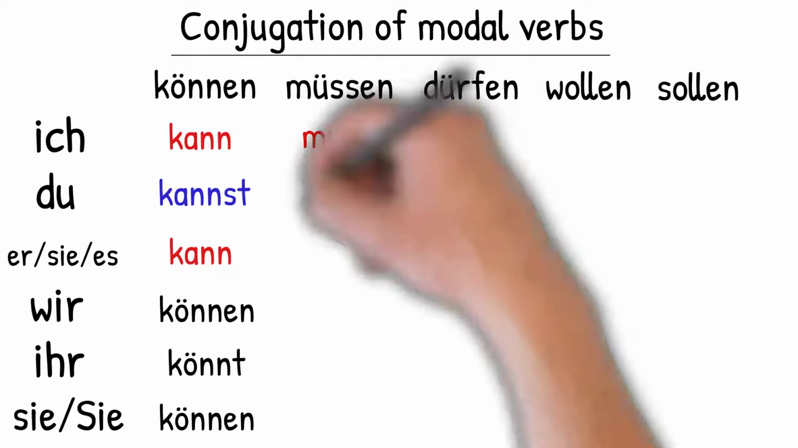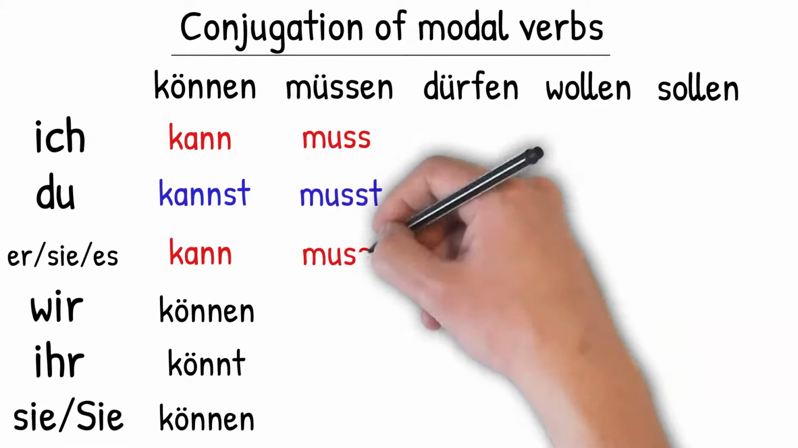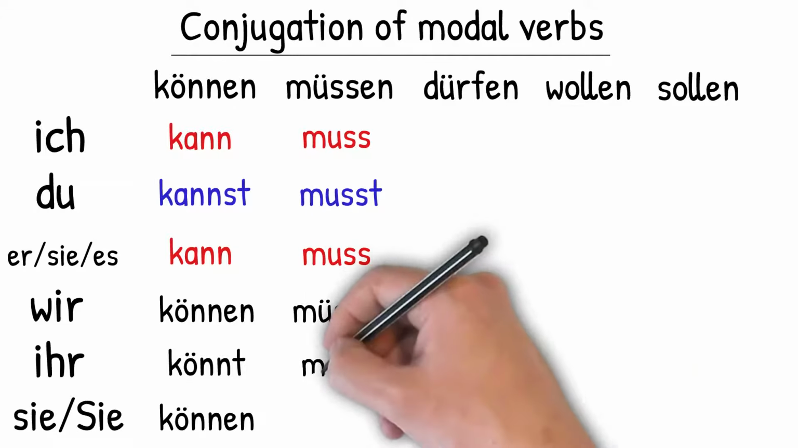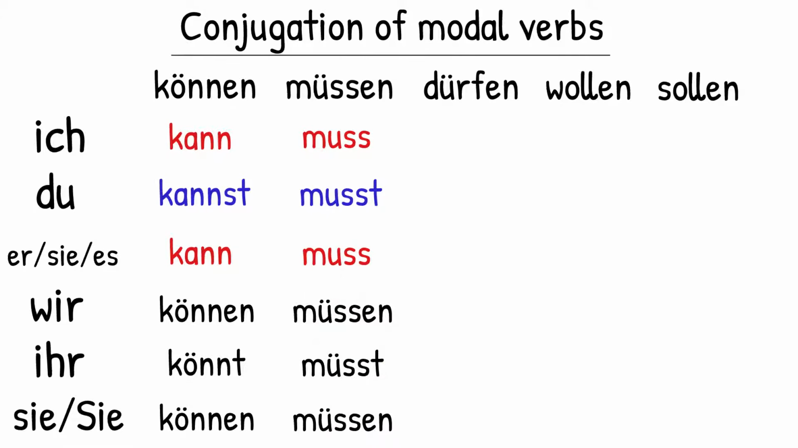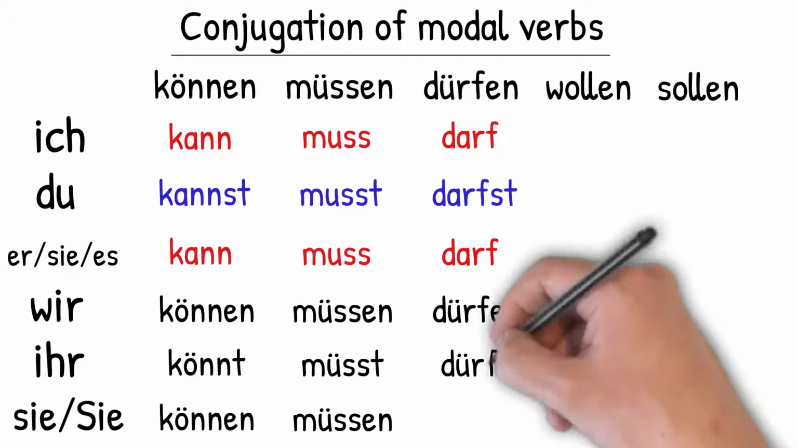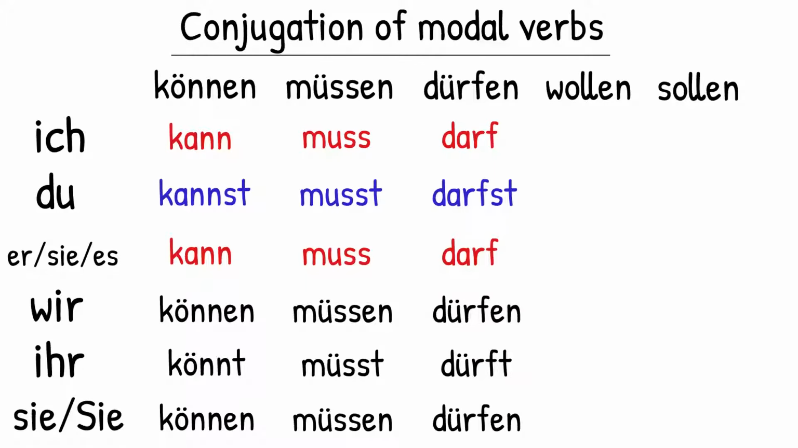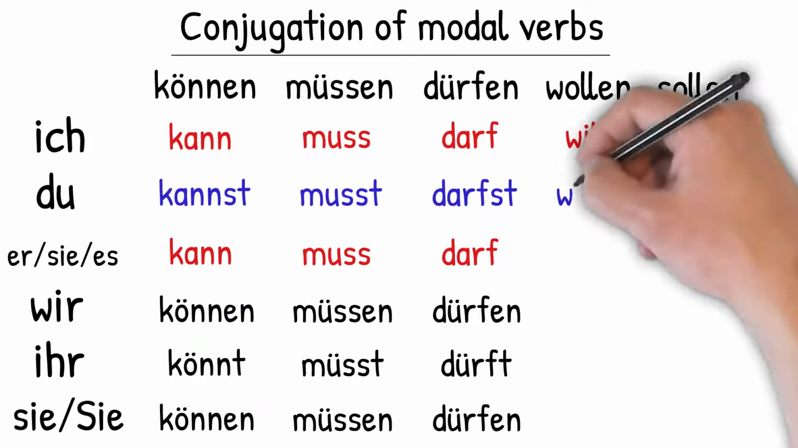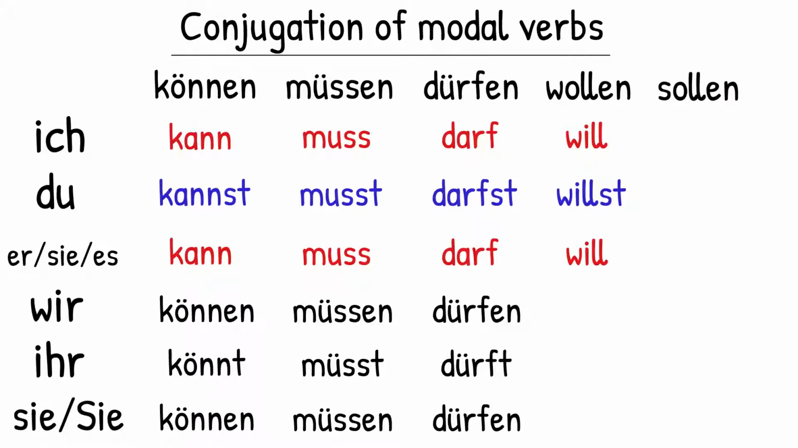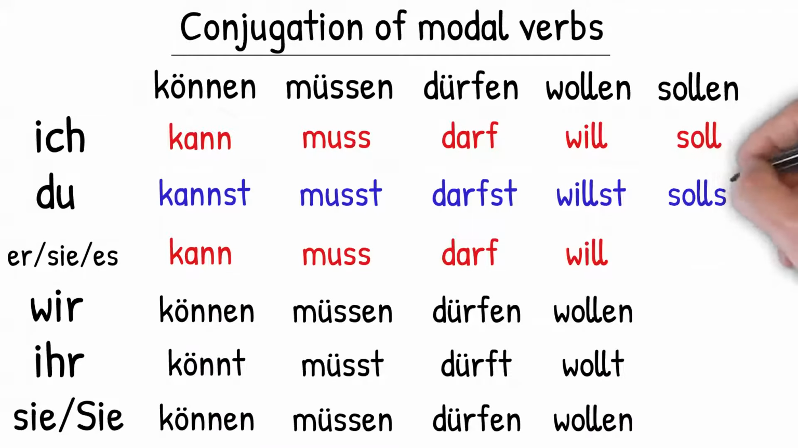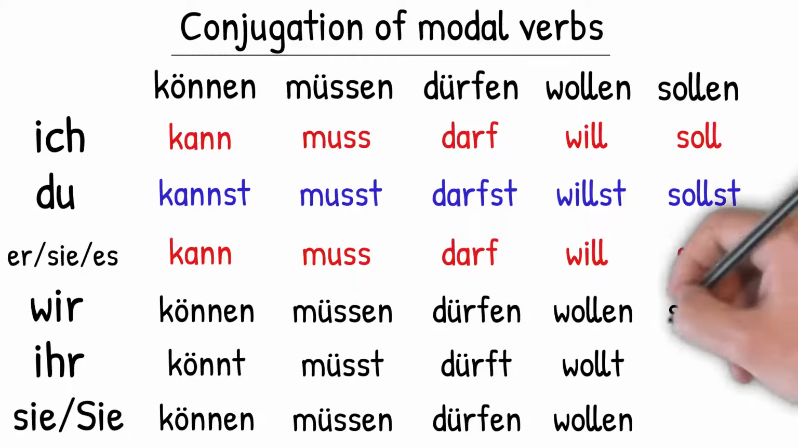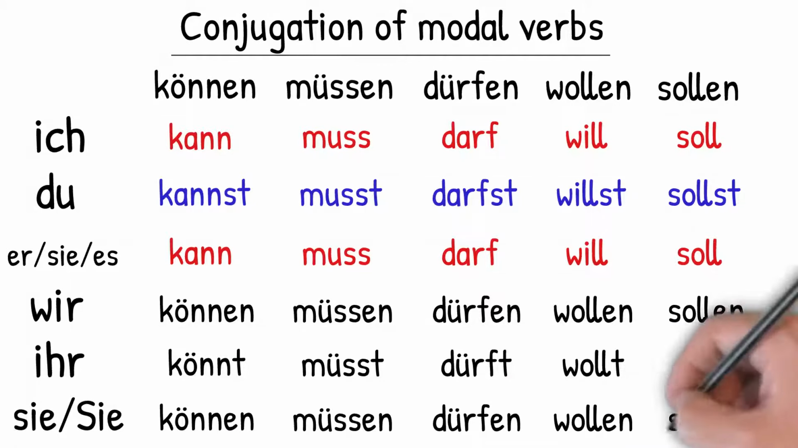Ich muss, du musst, sie es muss, wir müssen, ihr müsst, sie müssen. Ich darf, du darfst, sie es darf, wir dürfen, ihr dürft, sie dürfen. Ich will, du willst, sie es will, wir wollen, ihr wollt, sie wollen. And finally, ich soll, du sollst, sie es soll, wir sollen, ihr sollt, sie sollen.